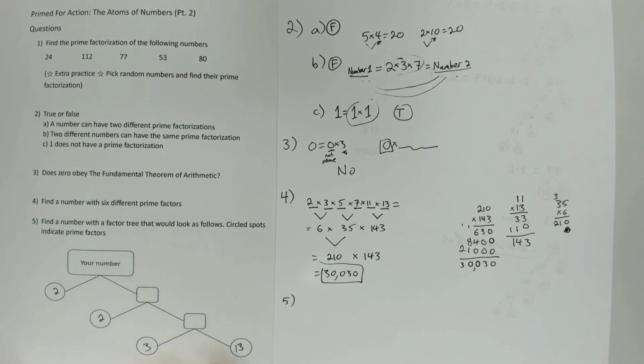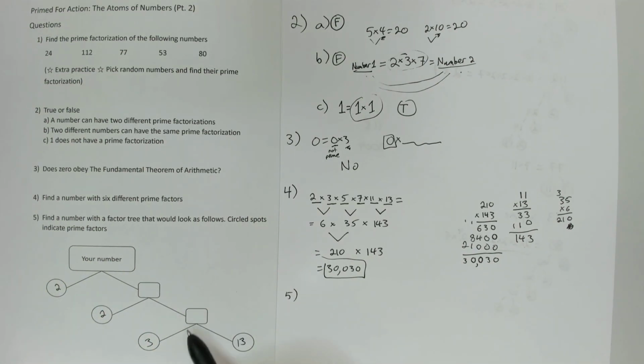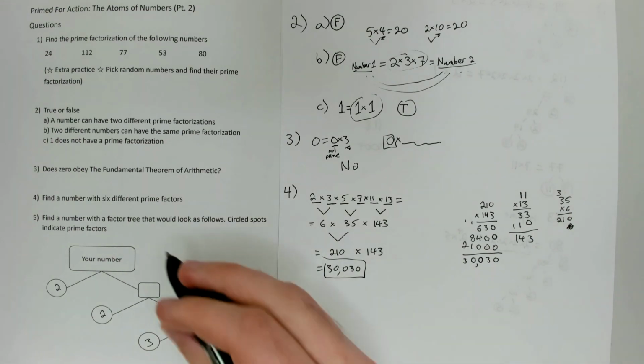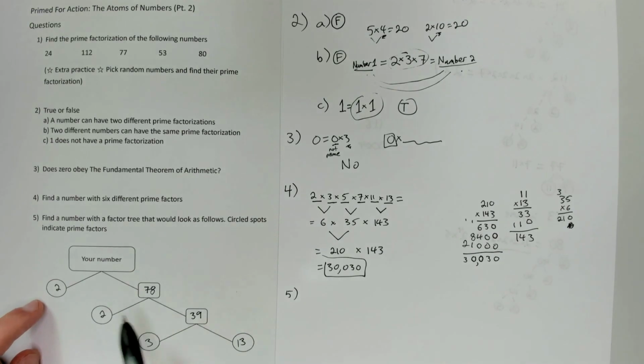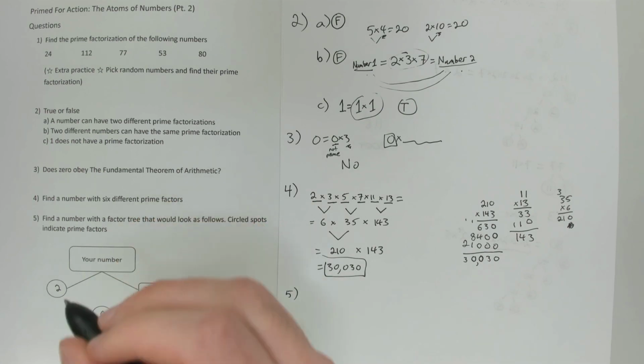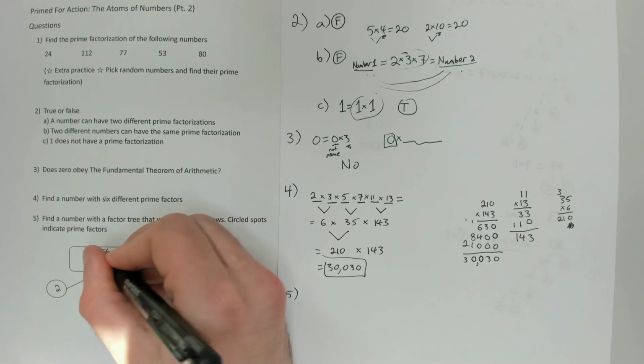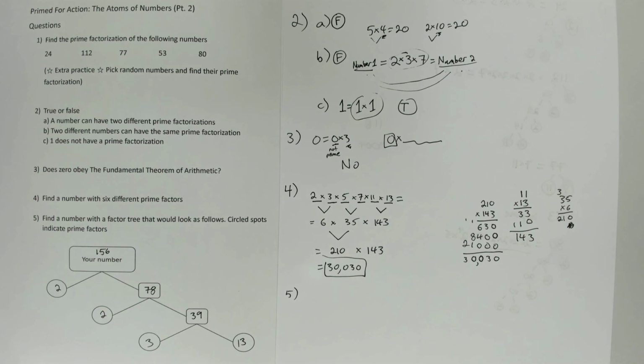So kind of like number 4, we're sort of working backwards here. If this got decomposed into 3 and 13, that means that this number itself had to be 3 times 13, which is 39. And if this here got decomposed into 2 and 39, that means this number here has to be 2 times 39. So what's 2 times 39? Well, that should be 78. You can check me on that, but I think it's 78. And now, our number that we started with, it got decomposed into 2 and 78, so that means it equals 2 times 78. So our answer should be 156, right? So 2 times 78 gives me 156.